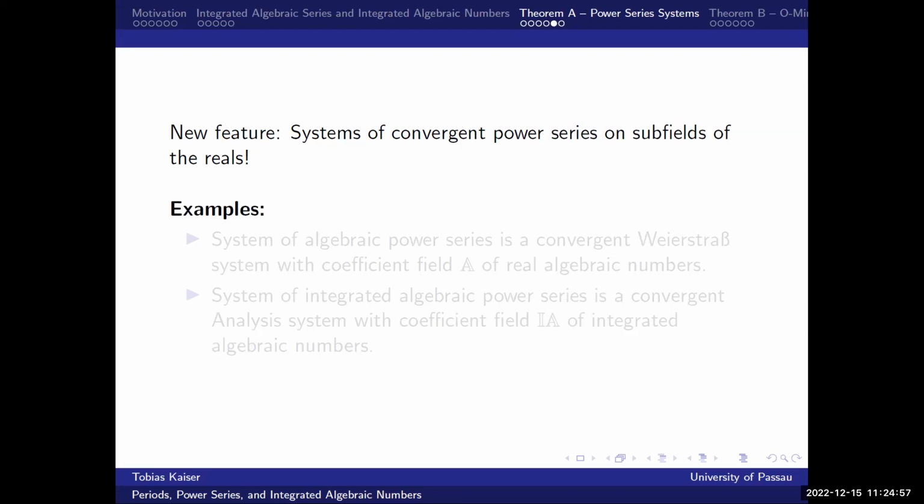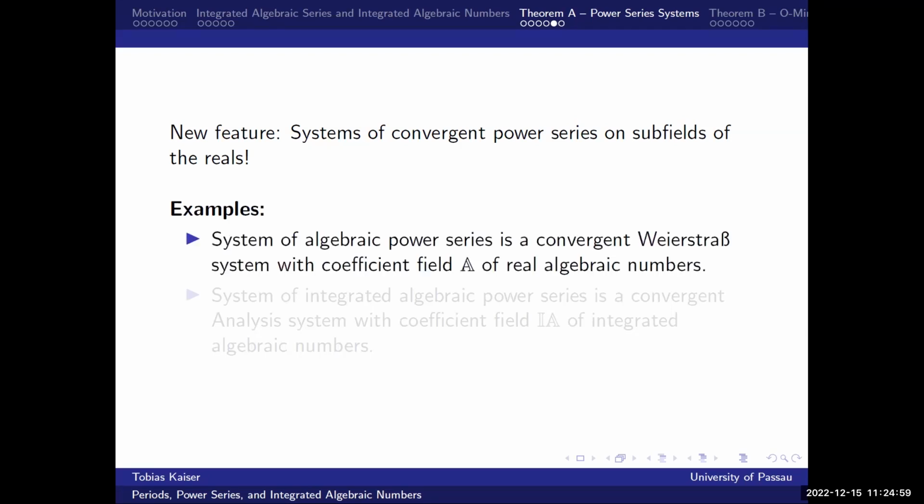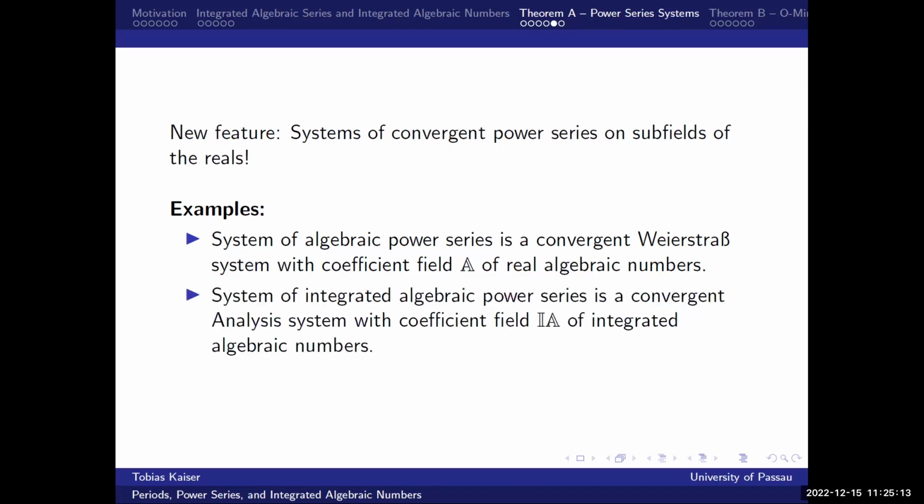Examples. The system of algebraic power series is a convergent Weierstrass system with coefficient field A of real algebraic numbers. But it's not an analysis system because I do not have formal integration. But my system of integrated algebraic power series is a convergent analysis system with coefficient field, by definition, which I called IA, of integrated algebraic numbers. So here one has to do some work.